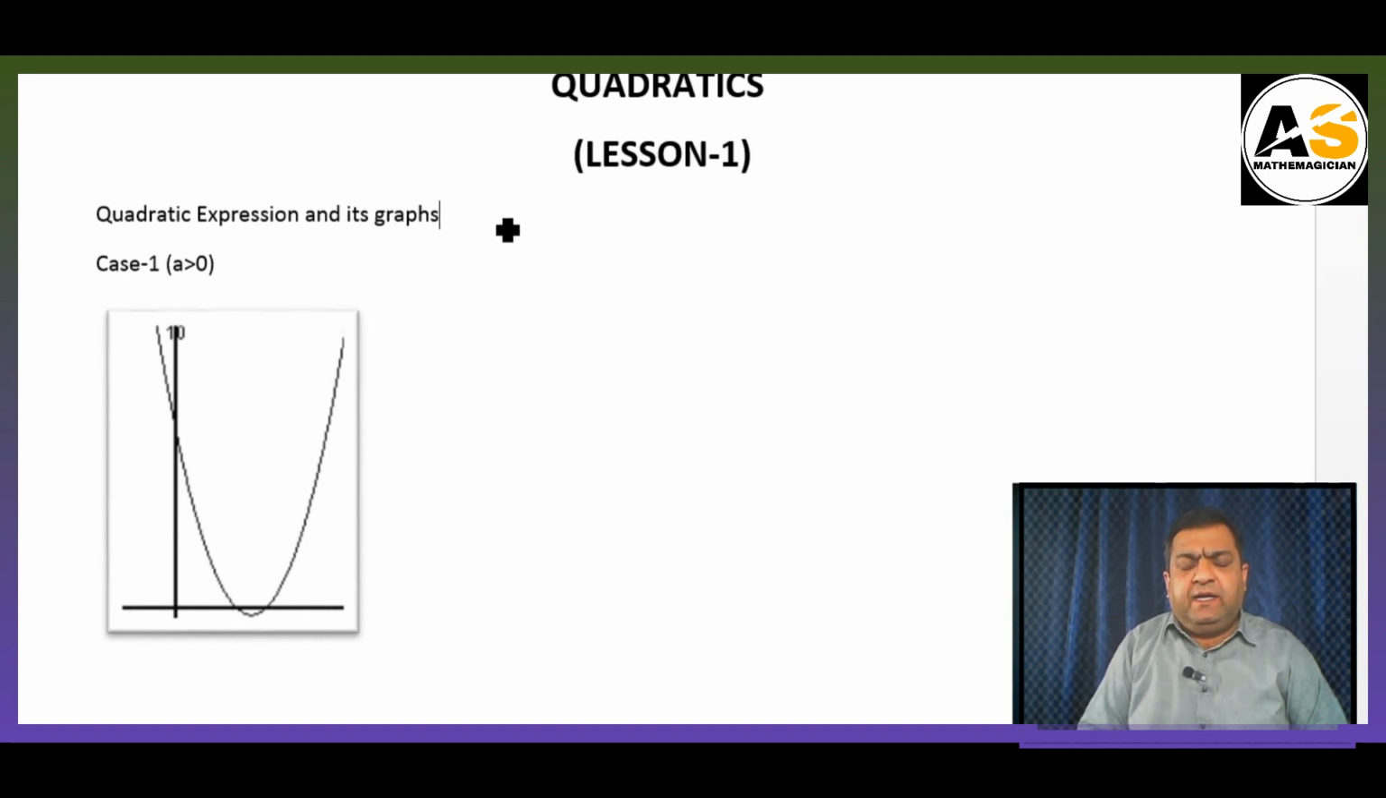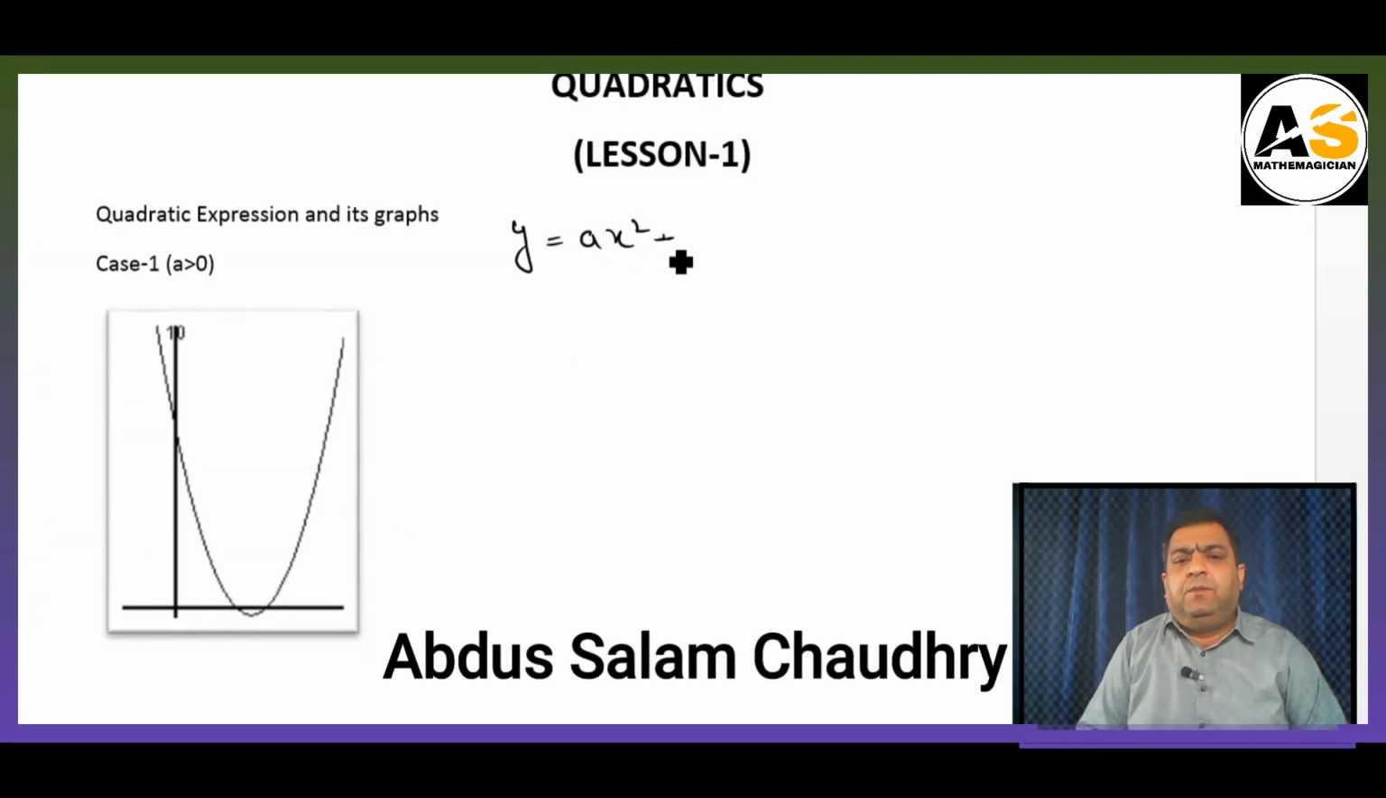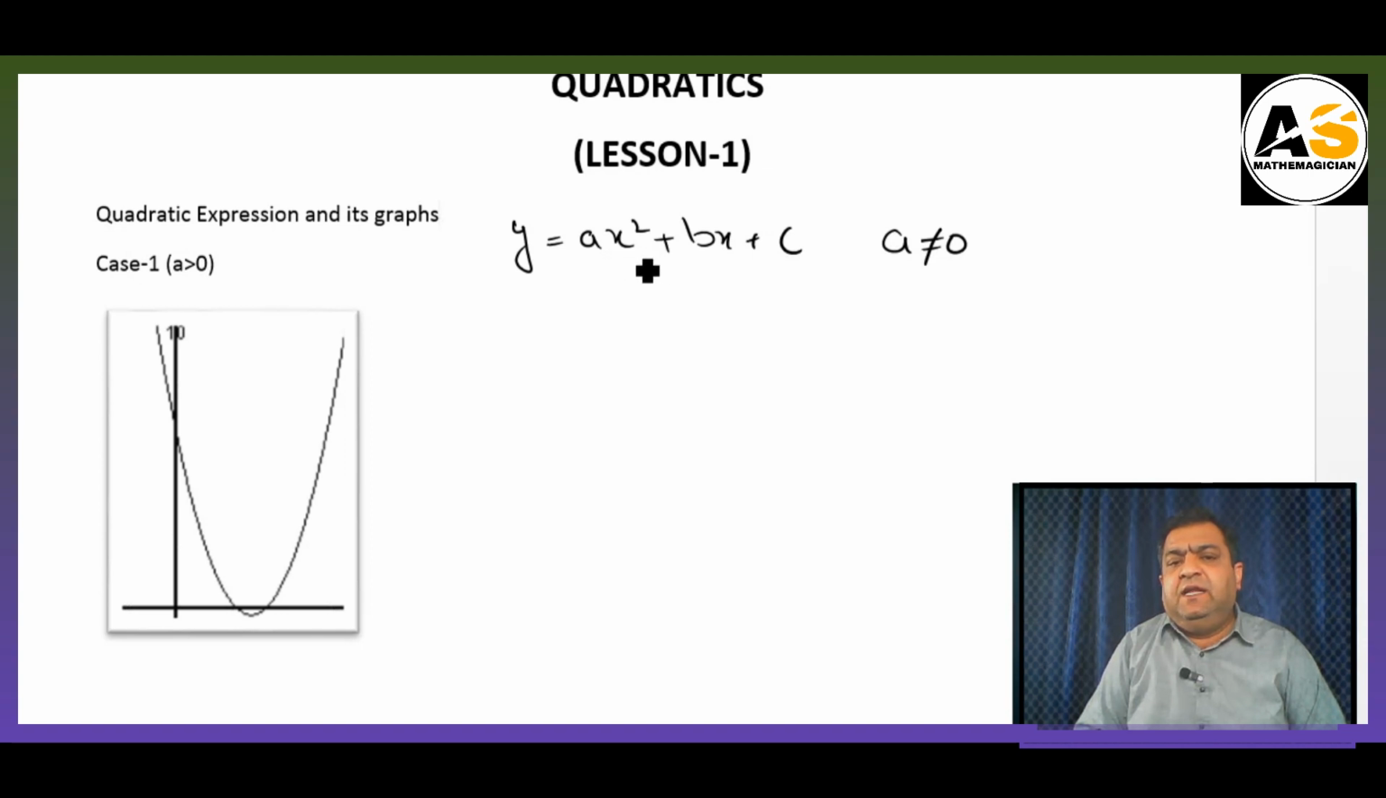As you know, a quadratic expression is of the form y = ax² + bx + c, where a is not equal to 0. Because if a is 0, then this equation will simply reduce to y = bx + c, which is basically a linear equation. So a cannot be 0.